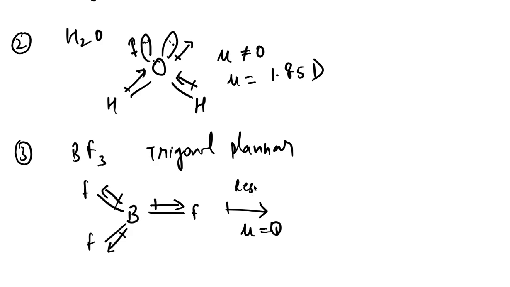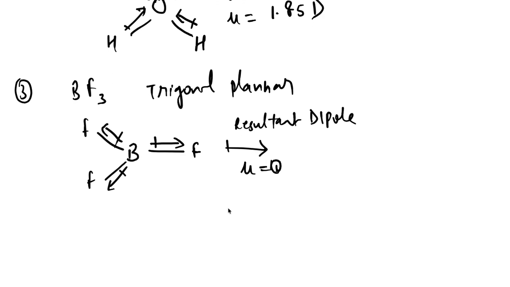This is the resultant dipole, which is equal to 0. So always remember, you have to just look for the symmetry. If the molecule is entirely symmetrical, that means it is not going to have a dipole moment. Another trick: if you have a lone pair, then it is also going to have a dipole moment.